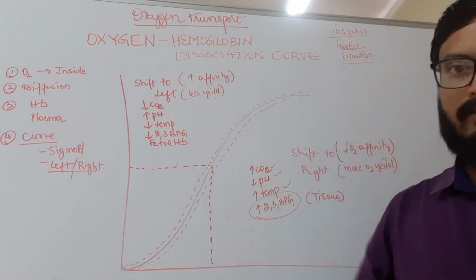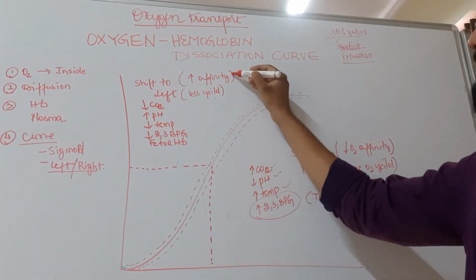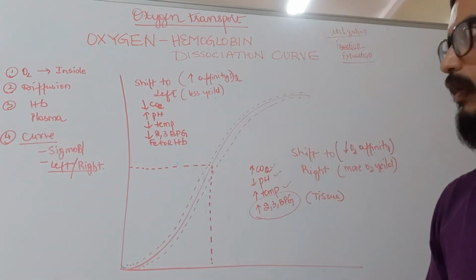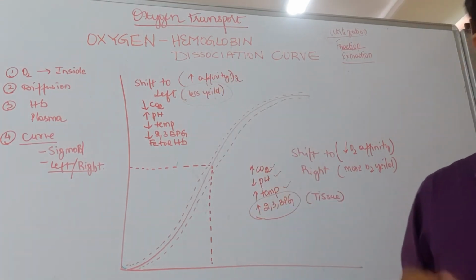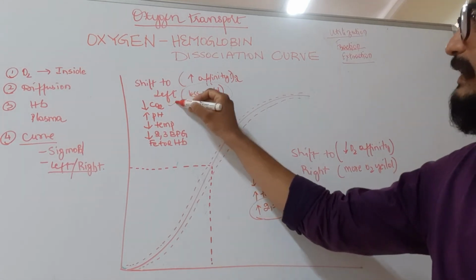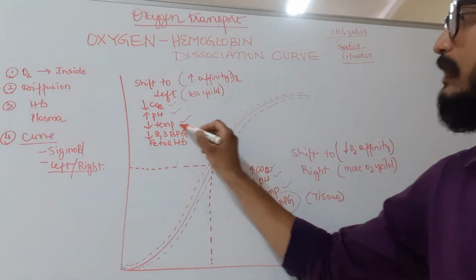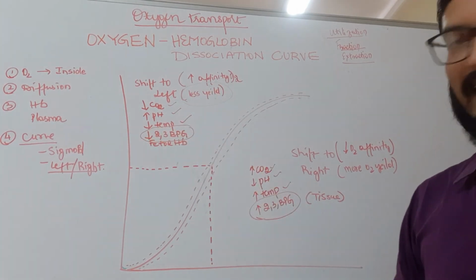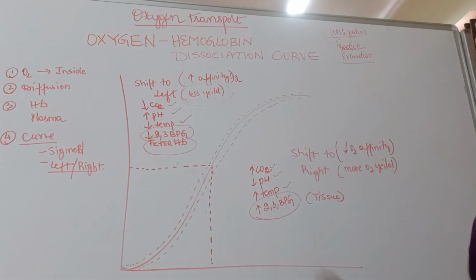On the opposite side, we have the curve that shifts to the left, which indicates an increased affinity of oxygen to the hemoglobin molecule, where the yield is lesser, which favors the association of oxygen with hemoglobin. This is seen with decreased carbon dioxide, increased pH, decreased temperature, and whenever the concentration of 2,3-BPG is less. Most importantly, fetal hemoglobin has more affinity to oxygen than the adult hemoglobin, HbA.